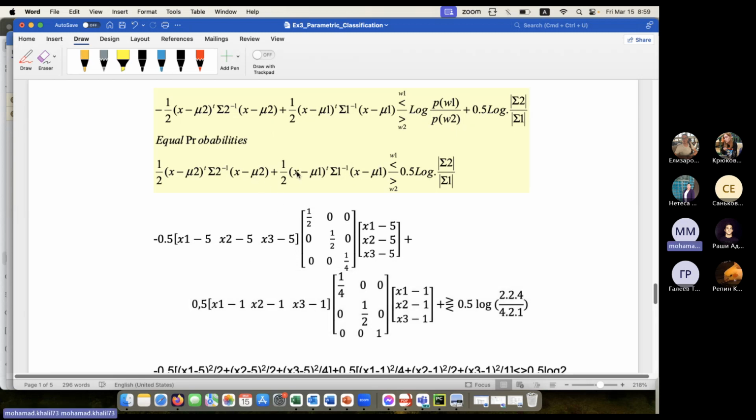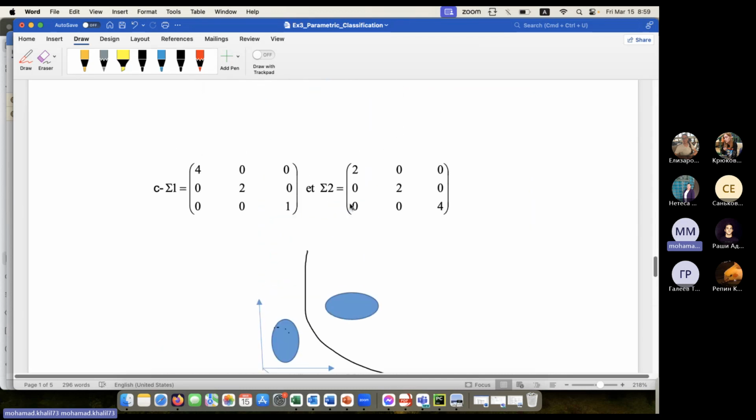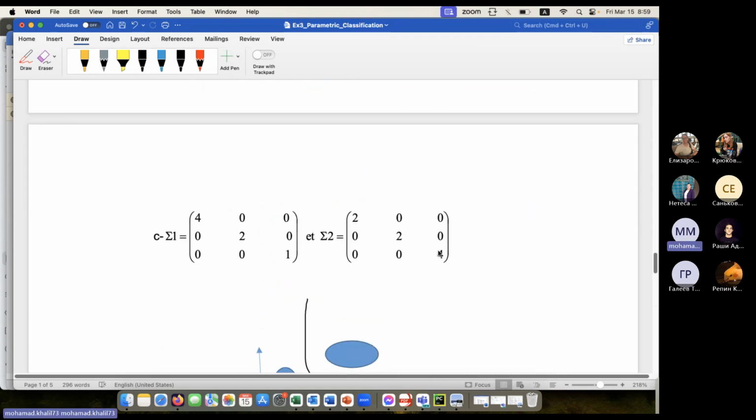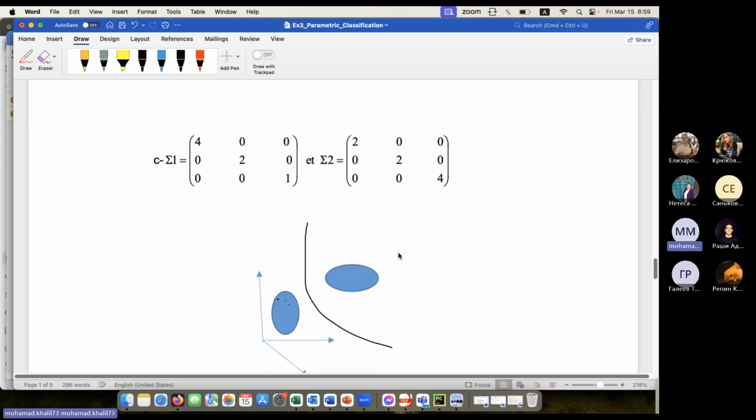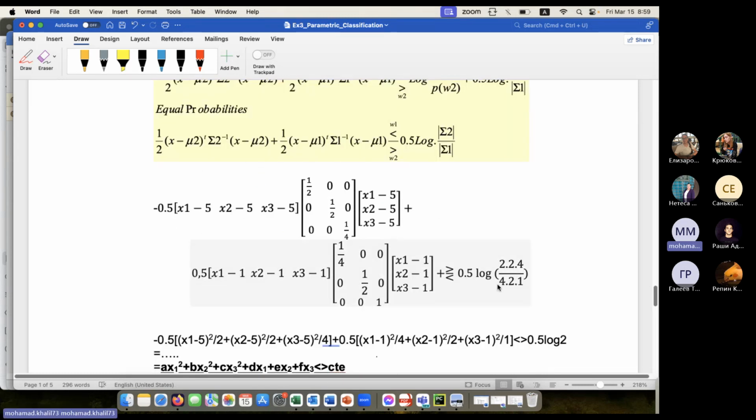x1 minus 1, x2 minus 1, x3 minus 1, multiplied by 1 over 4, 1 over 2, 1; 1 over 4, 1 over 2, 1; then x1 minus 1, x2 minus 1, x3 minus 1. Okay? If this plus this is less than 0.5 times log of the determinant of sigma 2. What is the determinant of this? 2 times 2 times 4. And this, 4 times 2 times 1.